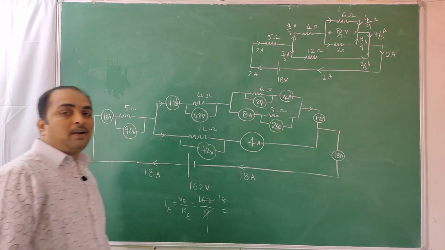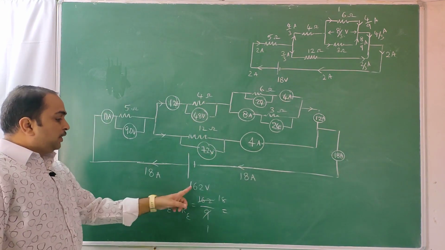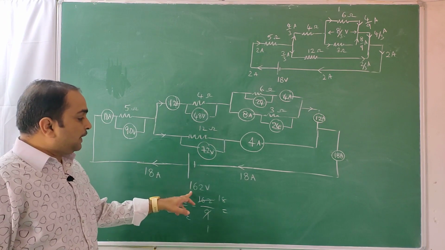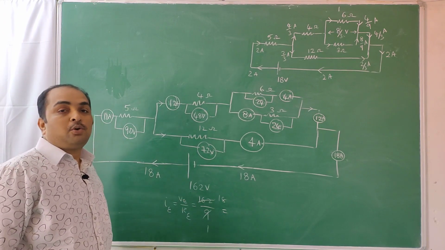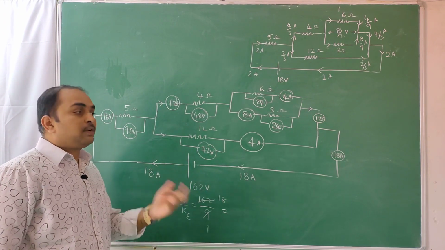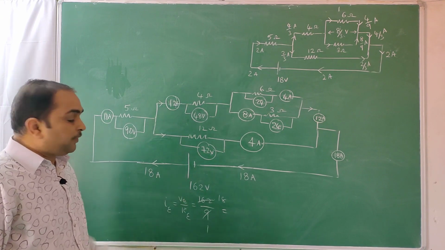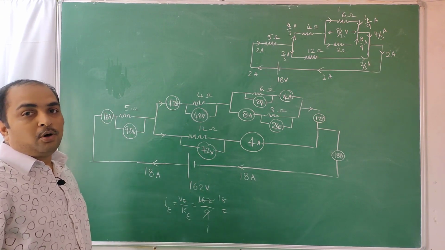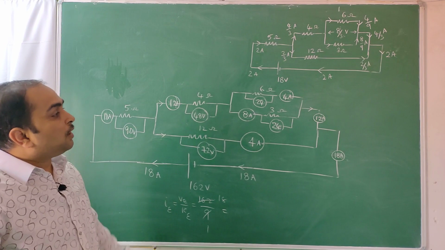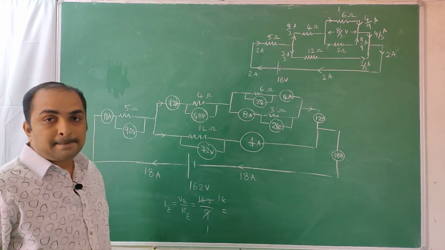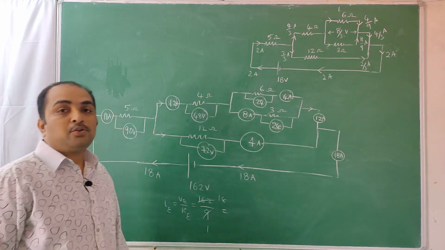So if you want to avoid fractions, those numbers, then solve this problem by taking the voltage as 162 volts or multiples of it. 162 2s are, 162 3s are, like that you can take, or half of it also. 81 volts you take it and do it. You can avoid fractions. This is the way we have to solve the problem.